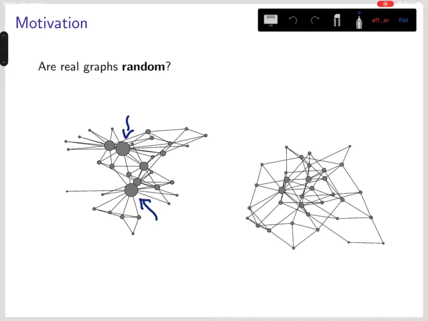There are other differences you may notice. One is on the distances. It turned out that distances between pairs of nodes are smaller on the left graph, which is not easy to see here, but we'll check that. And this is called the small world phenomenon. And the last one is the presence of triangles. There are many more triangles in a real graph than in a purely random graph.